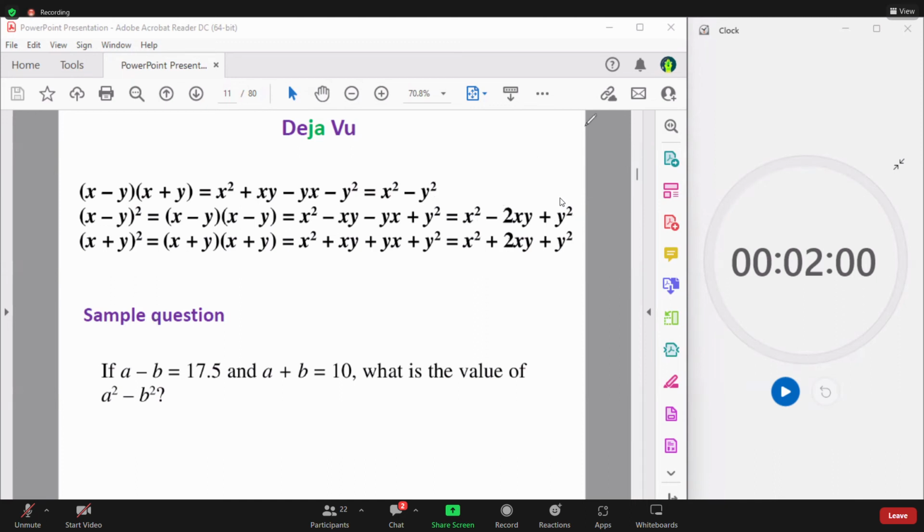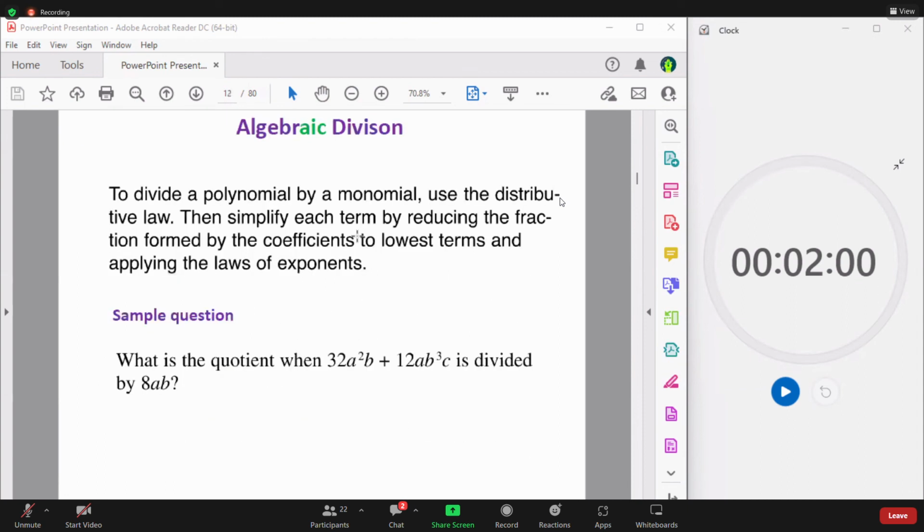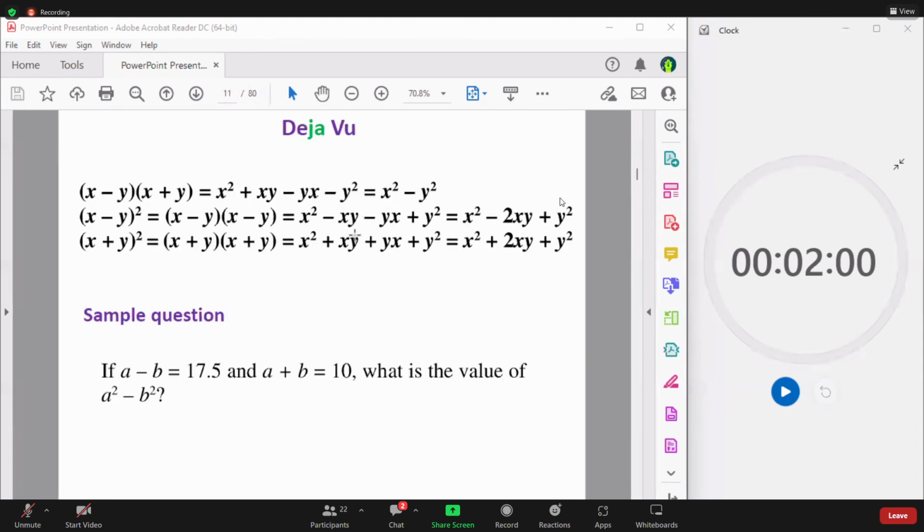Okay. So I'll give you certain formulas. If you do not know those formulas, kindly write them down. If you do, that is great.